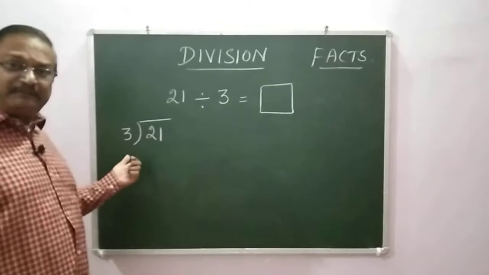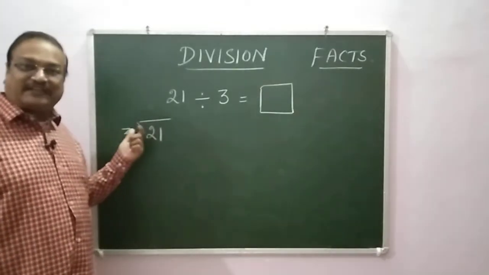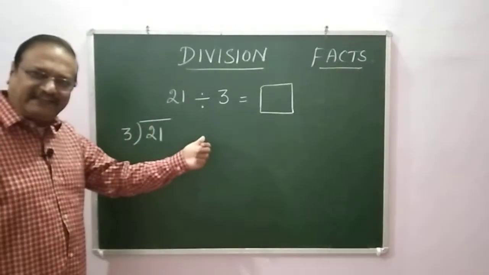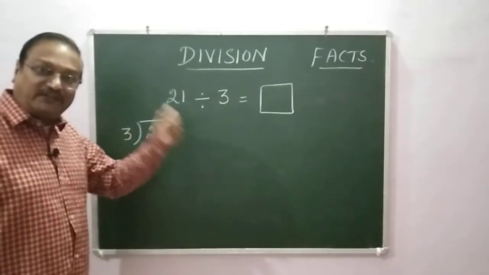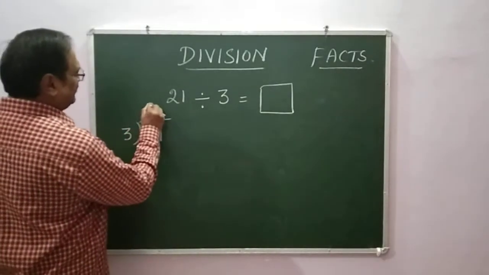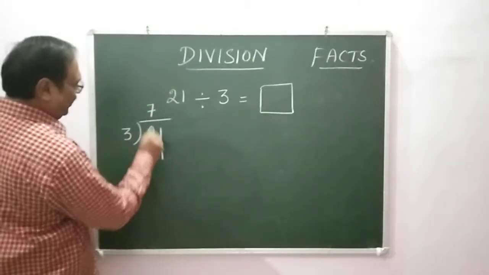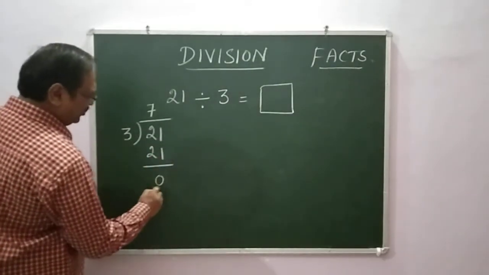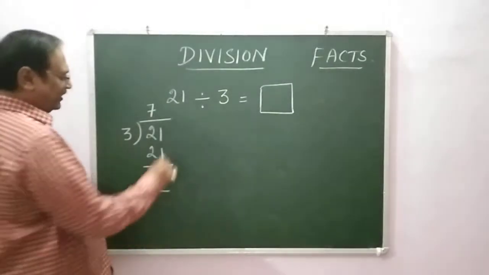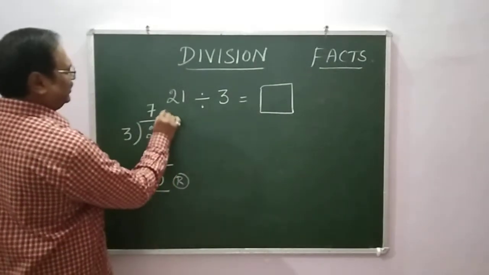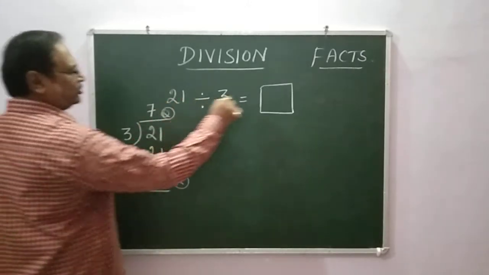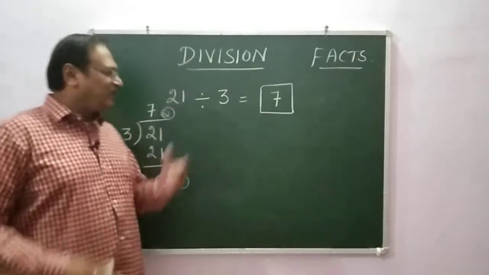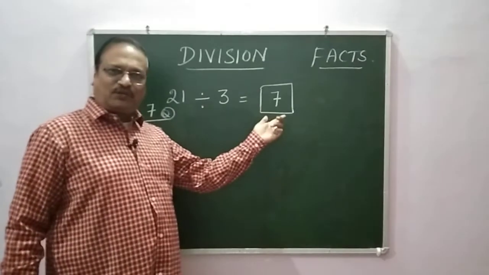I am going to tell the third multiplication table. 3 5s are 15, 3 6s are 18 and 3 7s are 21. So 3 7s are 21. Now what is the remainder? 21 minus 21 is 0. There is no remainder, and there is only the quotient, which is the answer. Bring the quotient here. 7 is the answer. You understand what I am doing? 21 divided by 3 is equal to 7.